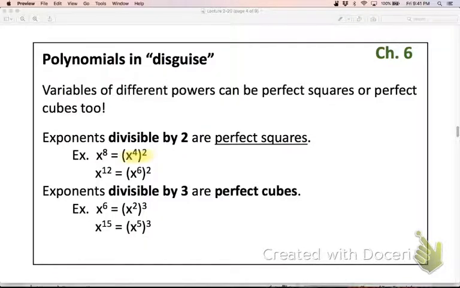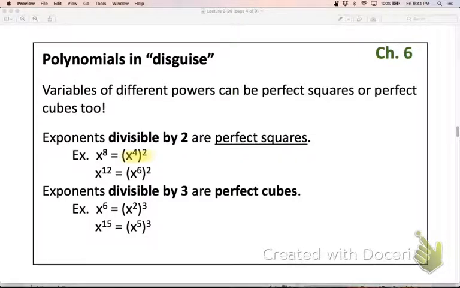Now, if you have an exponent that's divisible by 3, using that same logic, those are going to be perfect cubes. So, for example, x to the 6th is x squared cubed, and again, 2 times 3 would give us 6. X to the 15th is x to the 5th cubed. So we can break them down. To figure out what we cubed, you just divide the exponent by 3.